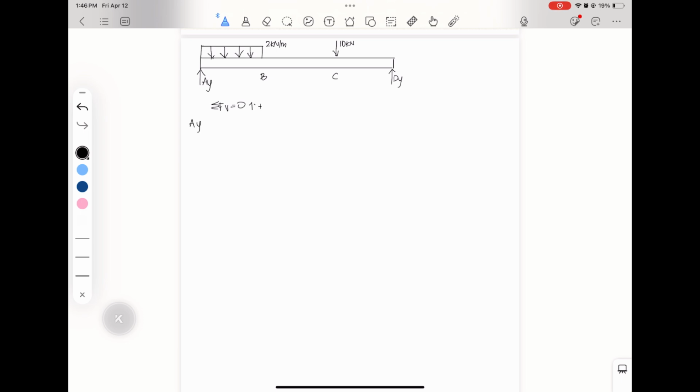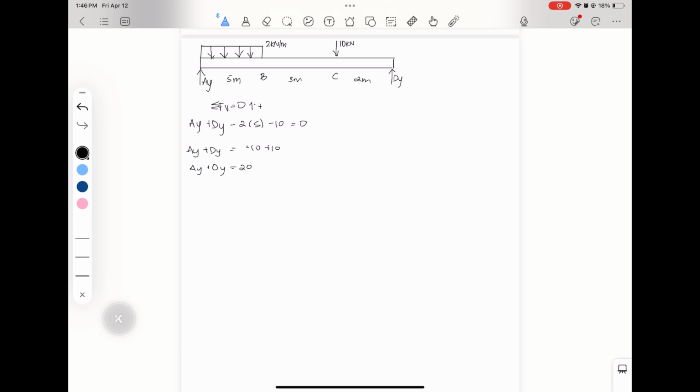So AY plus DY is minus 2. So this is 5 meters. This is 3 meters. This is 2 meters. So minus 2 multiplied by 5 is minus 10 because they're both downwards, equals 0. Now transpose the two values to the other side. So AY plus DY is equal to positive 10 and positive 10. So AY plus DY is equal to 20.